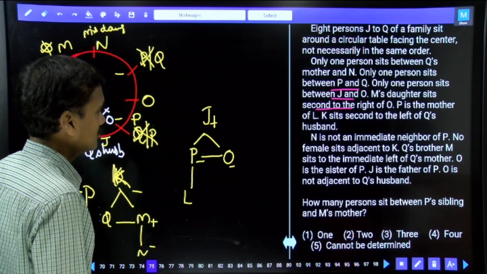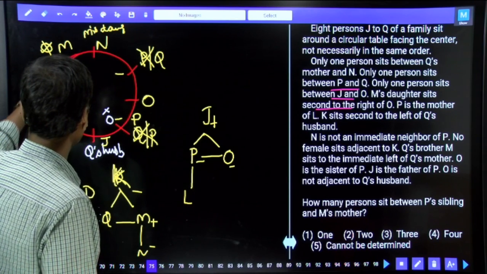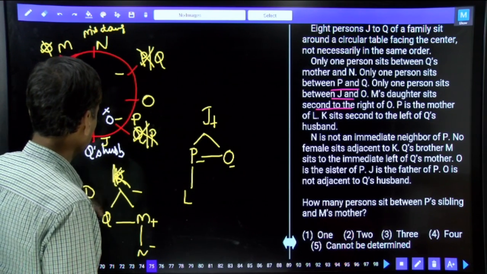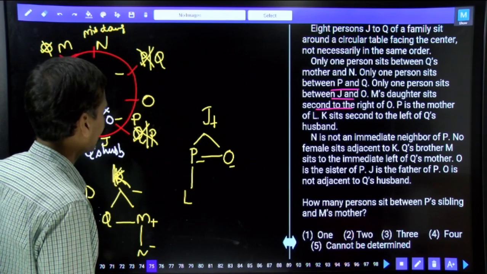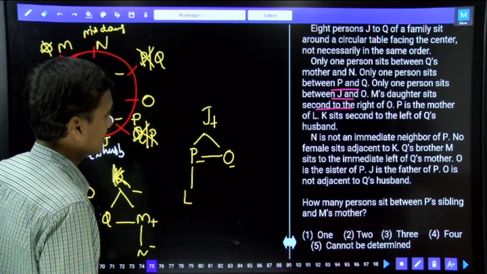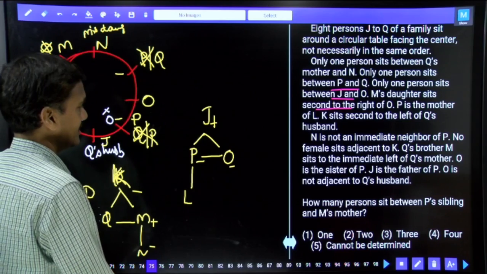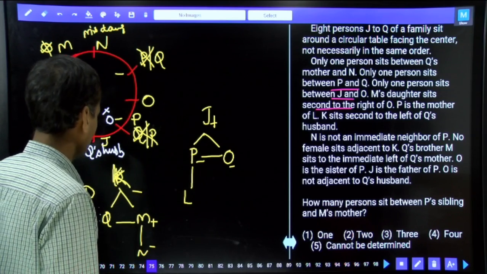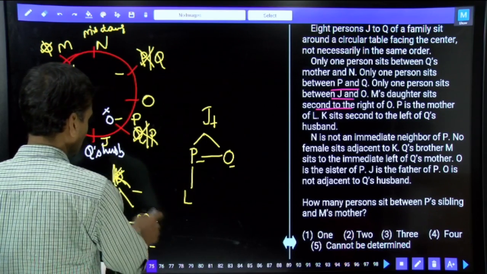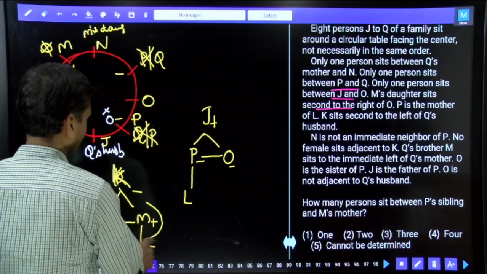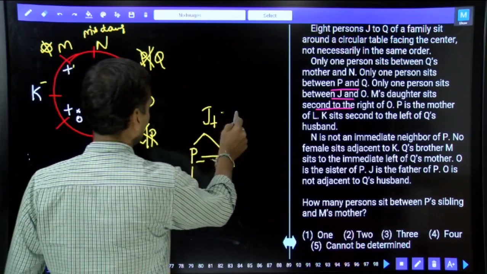Q's brother M sits to the immediate left of whom? Immediate left of Q's mother K. Isn't it? O is the sister of P, and J is the father of P. O is not adjacent to Q's husband. This is the information we have. M and Q, what is the relation between these two? And Q's husband is also there. Who is Q's husband? J is Q's husband.